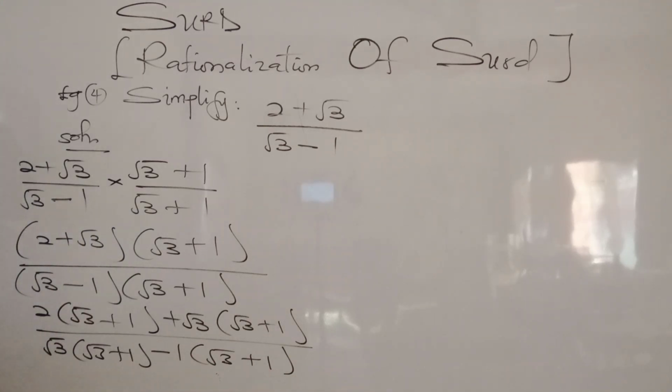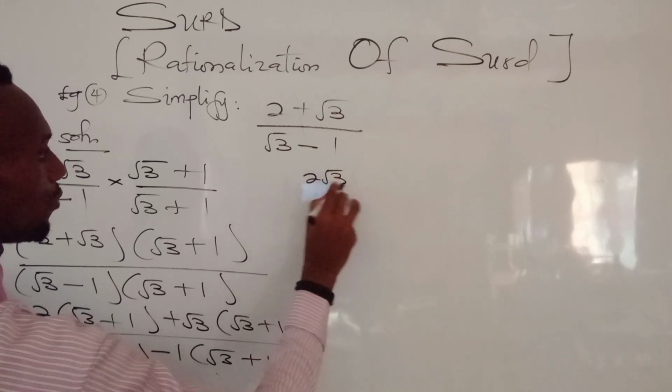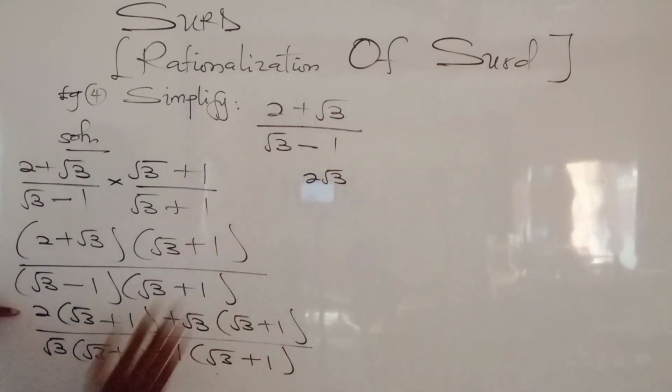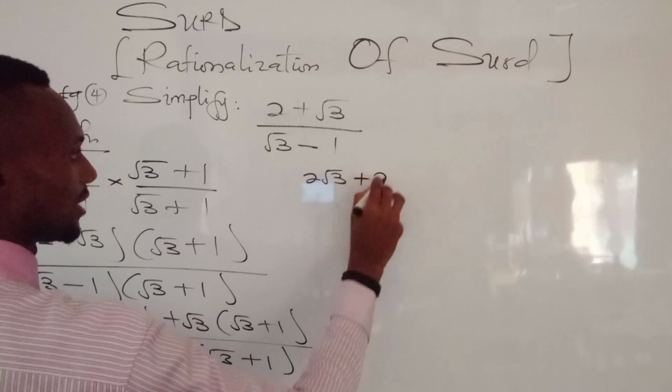Let's simplify further. Now we are going to open our brackets. The 2 here will open its bracket, and the root 3 here will also open its bracket. Then in the denominator, the root 3 here will open its bracket, and the minus 1 here will also open its bracket. So 2 times root 3 gives 2 root 3. I hope you agree with me. Let us continue from this side. 2 times root 3 gives 2 root 3, and 2 times positive 1 gives positive 2.